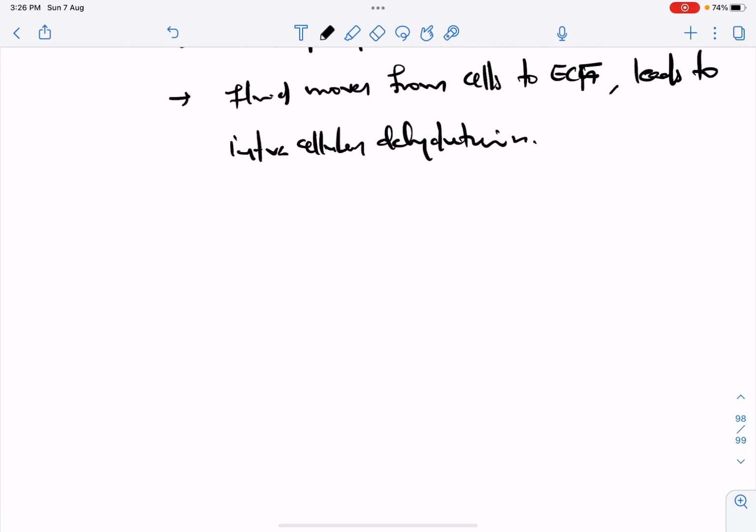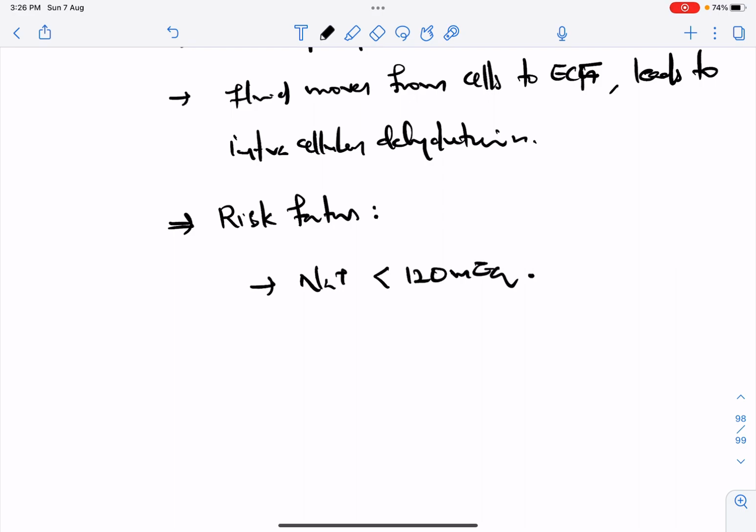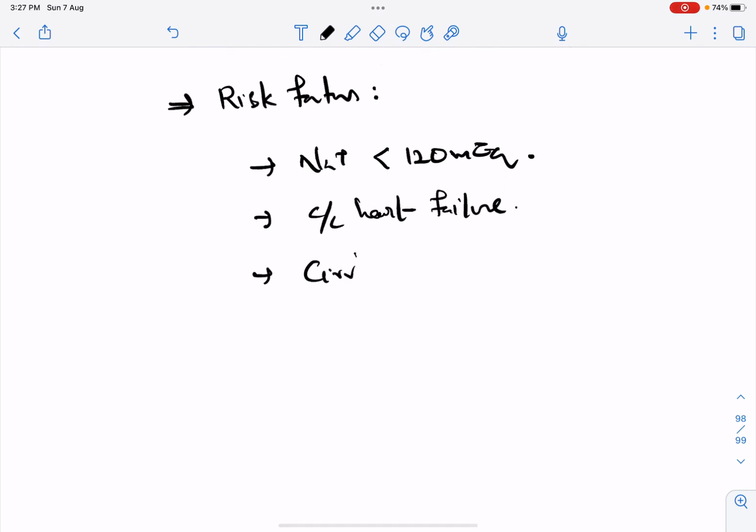Now about the risk factors. There are certain risk factors which increase the chance for osmotic demyelination. The risk factors include an initial sodium value less than 120, chronic heart failure, cirrhosis or underlying liver disease, or if the patient is alcoholic. These are certain risk factors associated with osmotic demyelination syndrome.